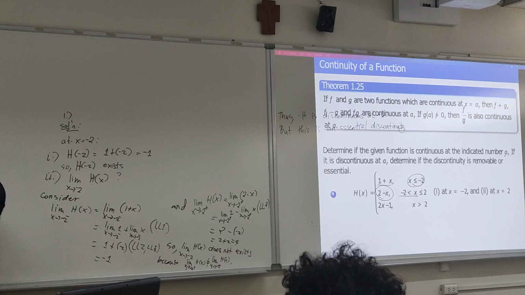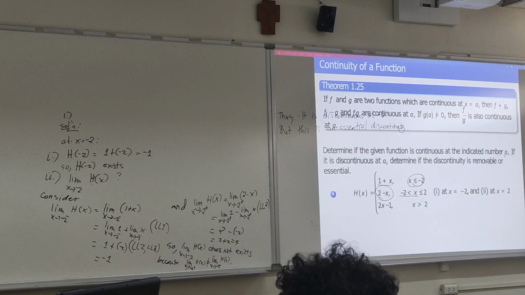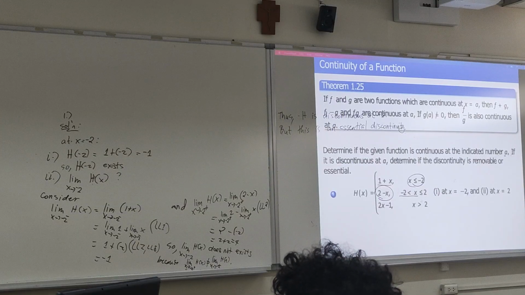Okay, any questions so far? So next is x equals 2. Again, the same process. We need to verify the first condition, the second, and the third. So the first condition: h of 2 defined as h of 2. That is equal to this one now: 2 minus 2, which is just 0. So your h of 2 is 0.